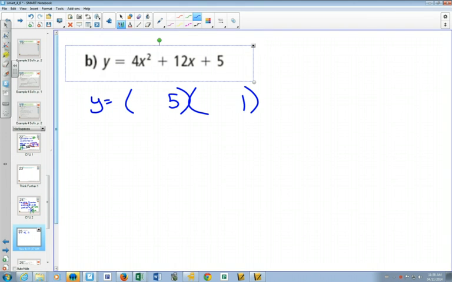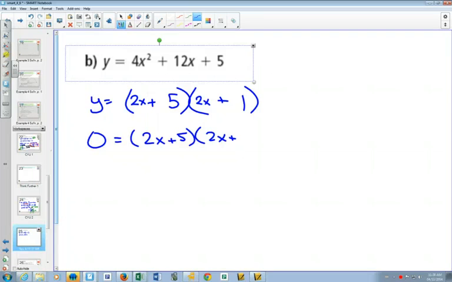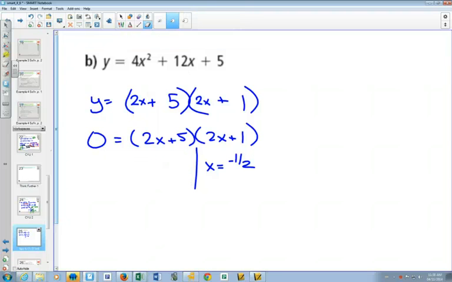Is it going to be 2 and 2 or 4 and 1? 2 and 2. Because can you see that the inside makes 10, my outside makes 2, and that makes 12. And they'll both be positive. So if you made y equal to 0, you get both of your x-intercepts.